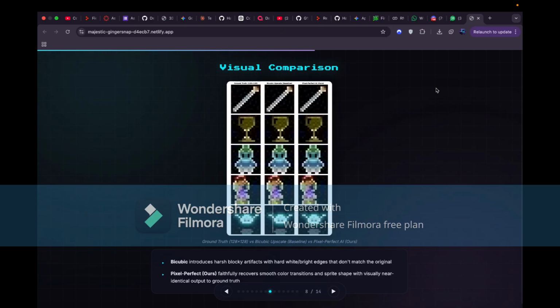Notice how the bicubic baseline produces harsh, blocky artifacts with exaggerated white edges that don't exist in the original. Our model, on the other hand, produces output that's visually near identical to the ground truth. It faithfully recovers the color transitions and sprite shapes and bright shades.